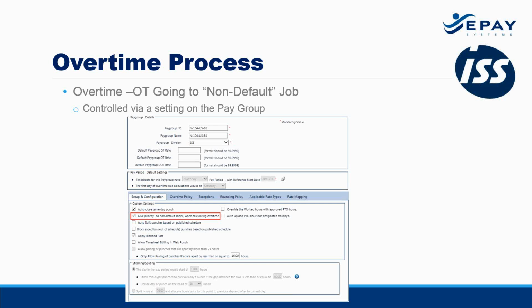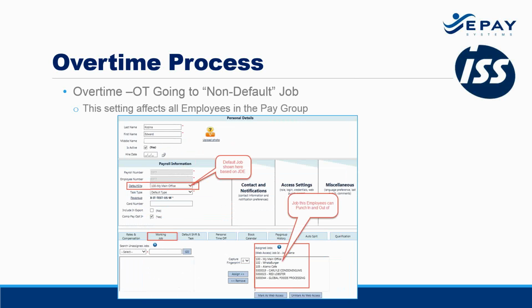Now, this is a setting that's been in place because we typically would say if the employee's not working their default job, maybe they're working to get extra hours, or maybe they're covering for somebody else, or maybe they're simply working a one-time job scenario where it's not a default job, and they're picking up extra revenue for us. So give priority to non-default jobs will be just that. It's giving priority to those jobs that are not his default job, as shown here on his or her employee profile.